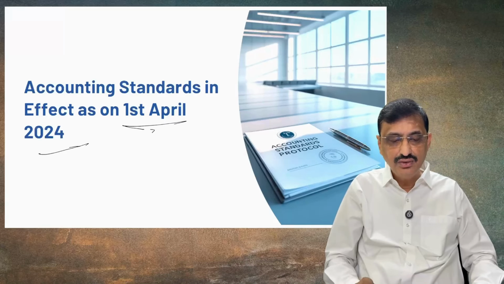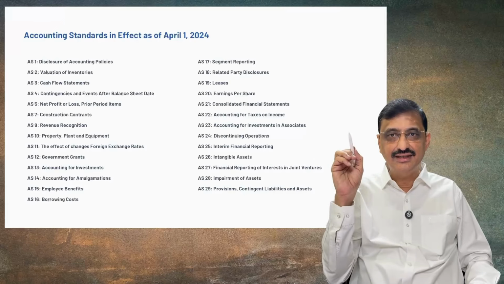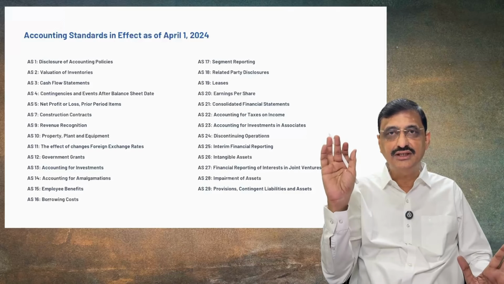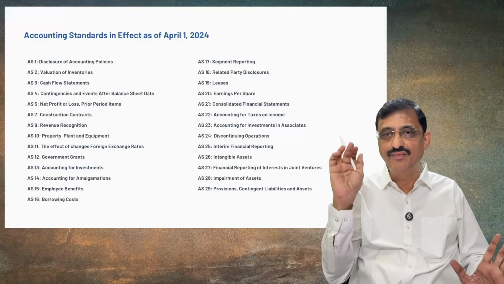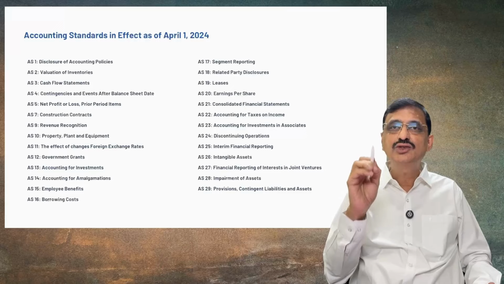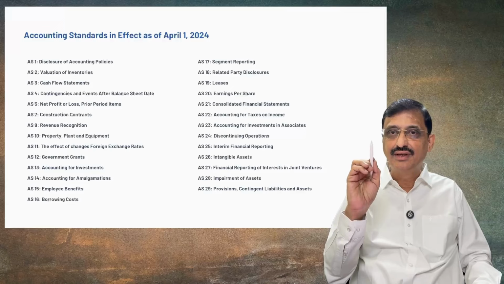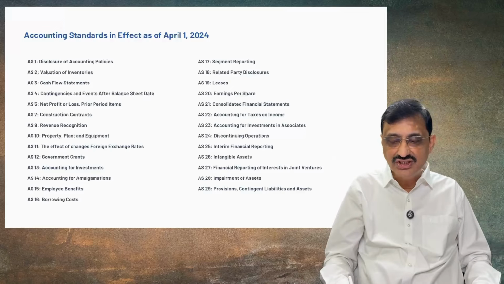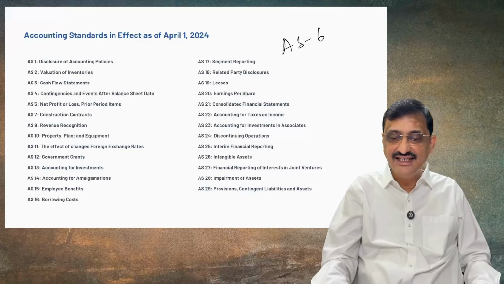Now, what are all the accounting standards which are effective as on 1/4/2024? Now there are altogether 29, AS 1 to AS 29, accounting standards which are applicable as on 1/4/2024. However, the actual count is only 27 because two standards have been withdrawn, and those standards are AS 6 as well as AS 8.